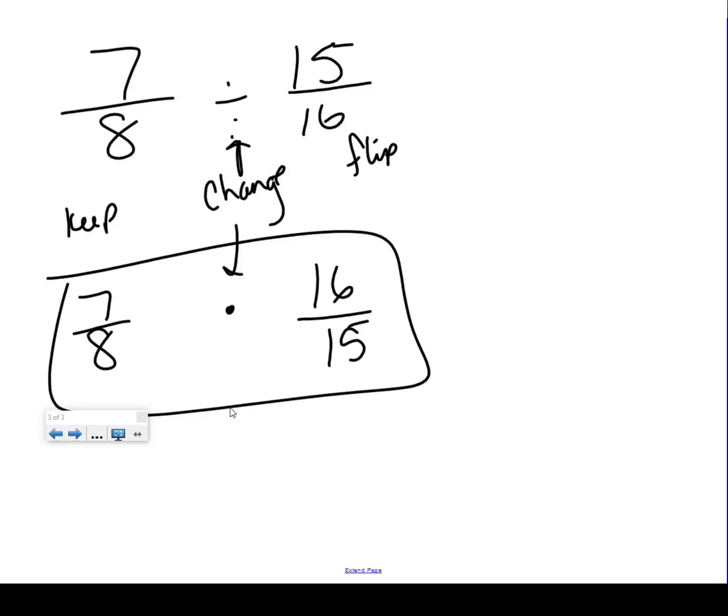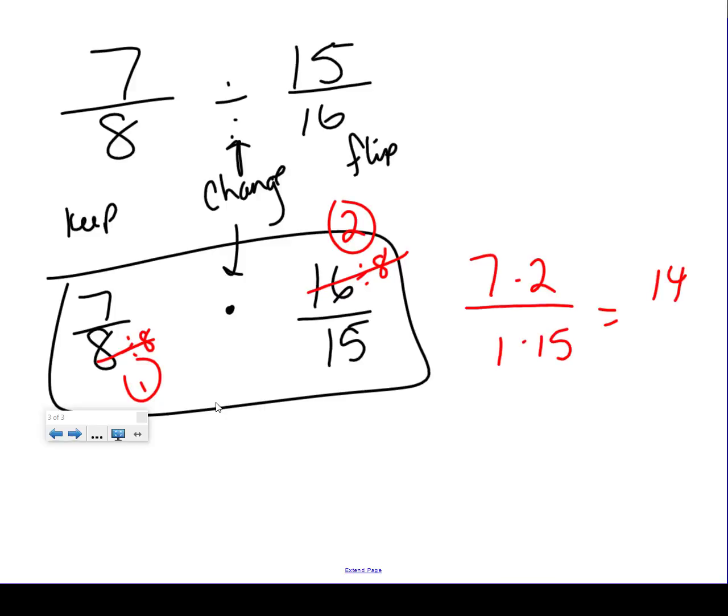You multiply across the top, across the bottom. Simplify where you can, either in the problem or after at the end. Remember, that was that personal preference. And so I'm going to go ahead and divide here by 8 on both of these because I see that to be an easy choice. So I end up with 2 and 1. Now I multiply across the top, 7 times 2, across the bottom, 15 times 1, and I end up with 14 over 15. And 14 over 15 is in lowest terms, and so this is my final answer.